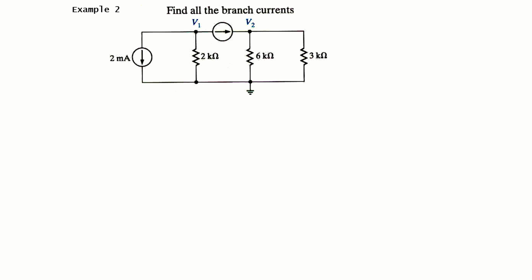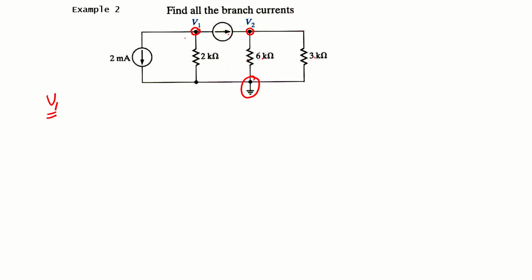Again, the rule for the nodal analysis is to identify the nodes in your circuit and label them. We can see that we have three nodes here. The first node is labeled V1, where this current source, this resistor and this current source are connected. The second node is V2, where this current source, this resistor, 6 kilo and 3 kilo are connected, and this is our third and the reference node, which will be labeled as 0 volt because of the ground. So let's write the equation for the first node V1.